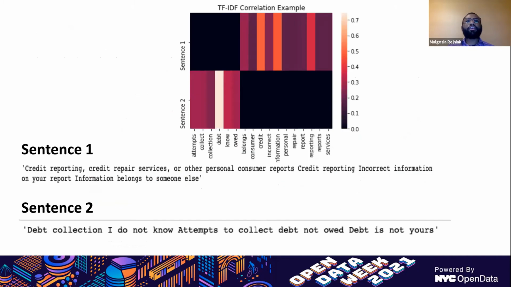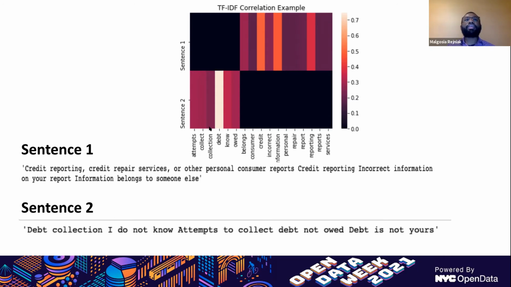Here, essentially, what we did was we had two sentences, samples from two different clusters. One was around the theme of debt, which is debt collection, attempts to collect debt not owed, debt is not yours. And then this other one was around theme one, the theme that shot up from 2019 to 2021, regarding credit repair, consumer reports, incorrect information, things like that.